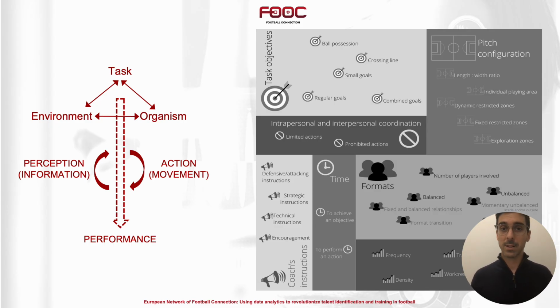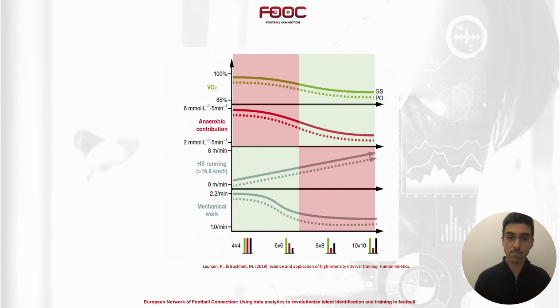So the way that we manage task constraints is very important to explain the ultimate performance of our players, and that's why it's so important to be aware of the information and the data that comes from our monitoring systems to be sure that we are achieving the ultimate goal for our players. So this is a small example, very famous in the literature.